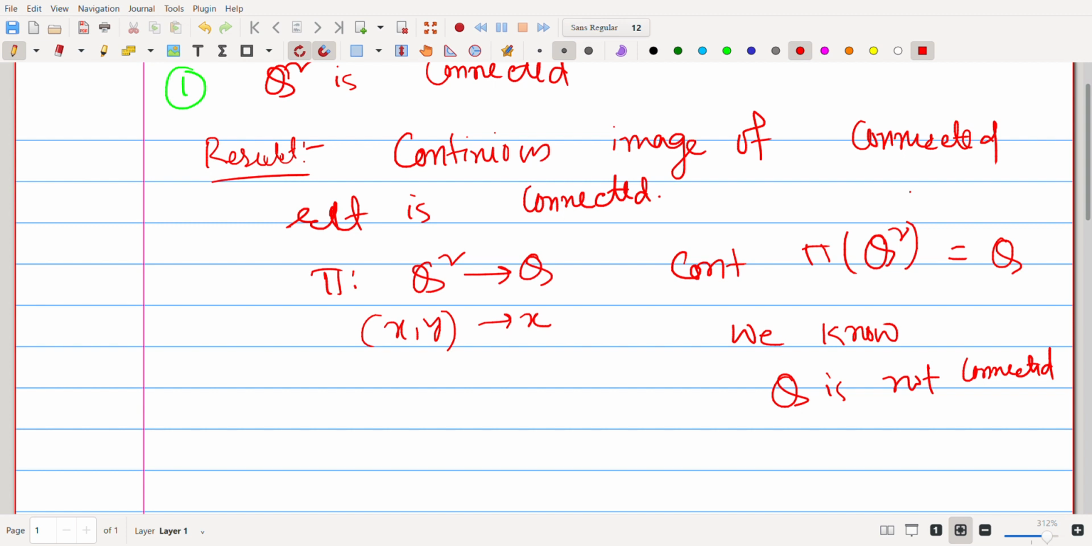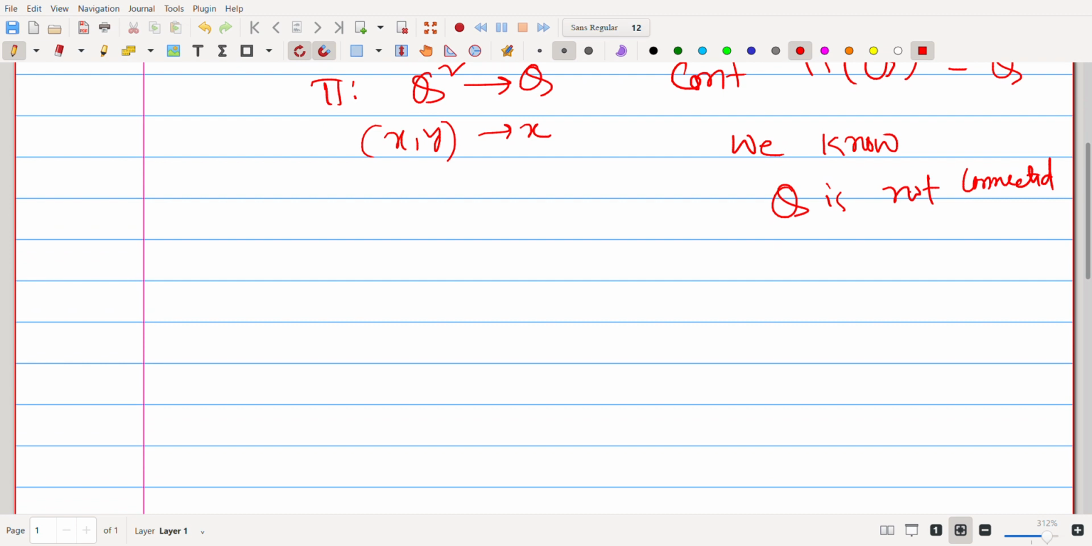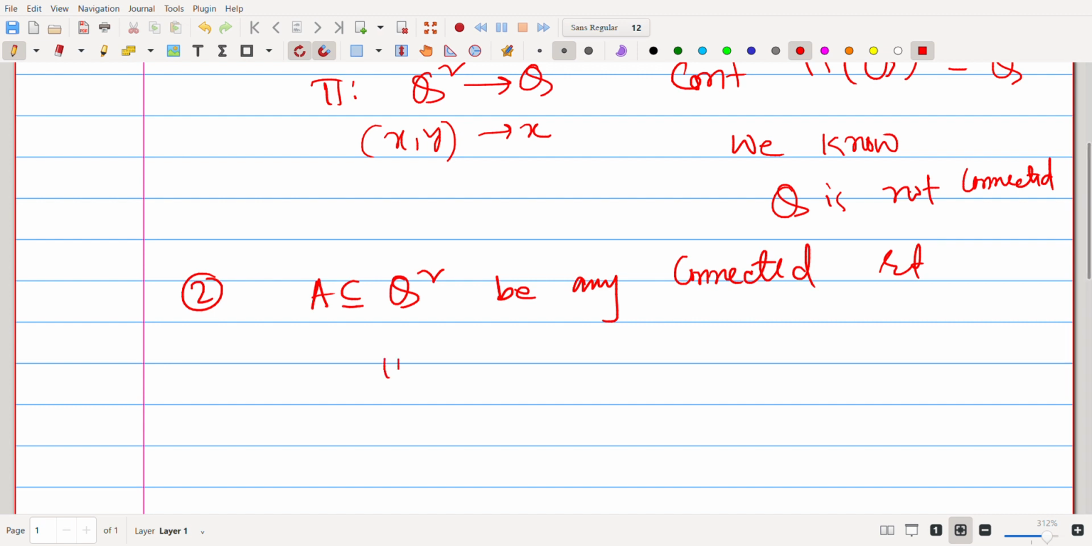Now come to the next part. The next statement says that if A is any non-empty connected subset of Q2, then A has exactly one element. So basically it is asking what the cardinality of a component of Q2 is. Okay, so let A, a subset of Q2, be any connected set, and consider the same projection map from Q2 to Q. Since A is connected, that means pi of A is also connected, right?